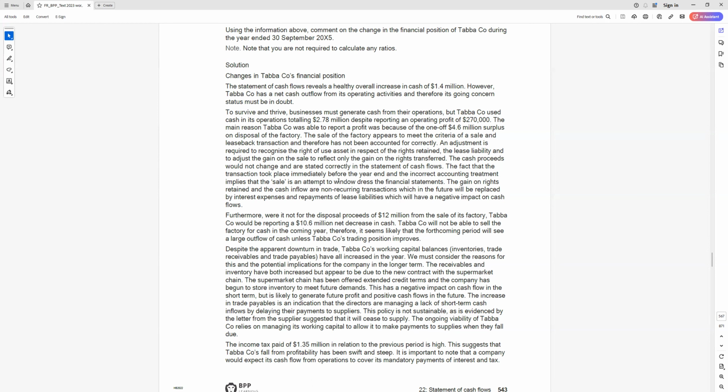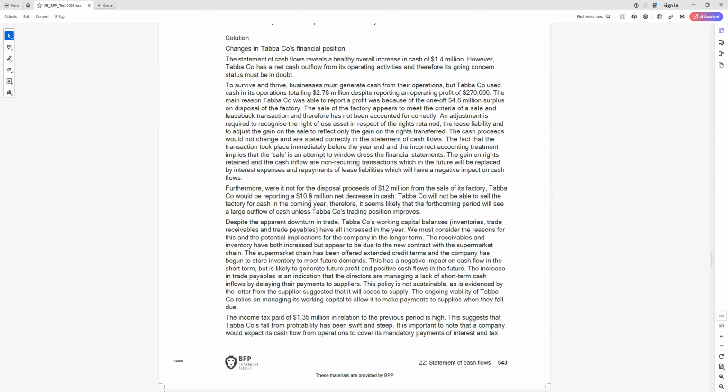Now, window dressing means you're trying to show some nice figures on the financial statements. It's like you don't look at the inside of the house, but you just decorate the window nicely so that people see from outside your window and assume everything inside is nice. The gain on rights retained and the cash inflow are non-recurring transactions, which in the future will be replaced by interest expense and repayment of lease liabilities, which will have a negative impact on cash flow.